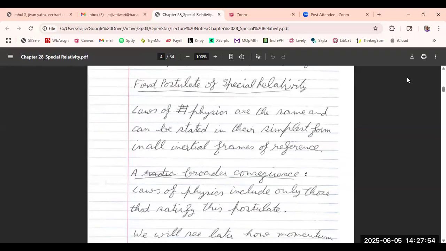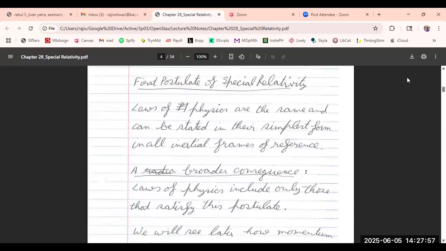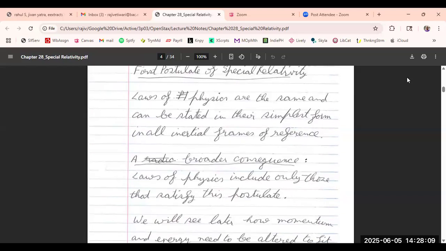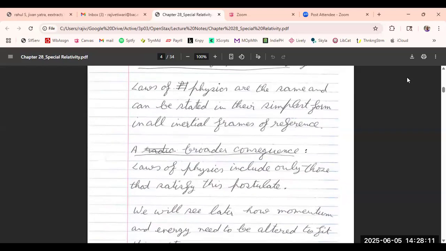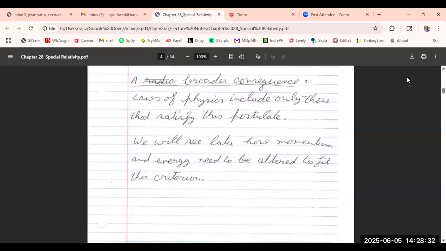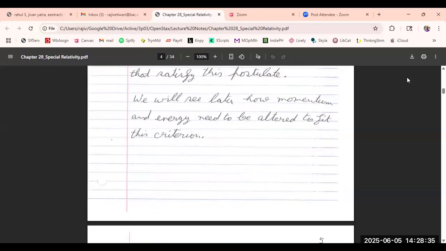The first postulate goes as follows. Laws of physics are the same and can be stated in their simplest form in all inertial frames of reference. One way to think about this statement is that a principle can only be accepted as a law of physics if it is obeyed in all inertial frames of reference. So if something doesn't, then it doesn't qualify as a law of physics.